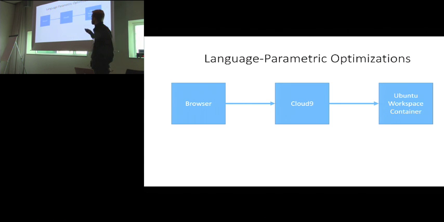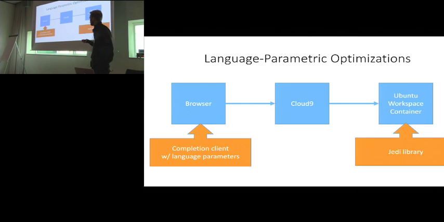We're going to do language parametric optimizations. What's that going to look like? Again, we have the JEDI library in the back. But in the front, you have this completion client, and it knows a little bit about Python. It doesn't reproduce everything that JEDI knows about Python, which is a lot, and it does reflection and a lot of complicated things. But you just have a little bit of information there to make it go faster.